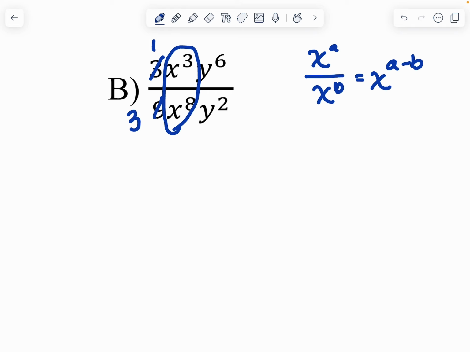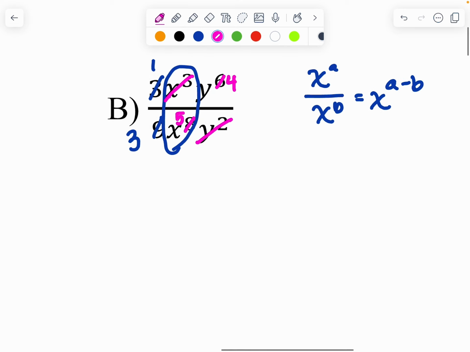I'm going to get rid of the 3 up here, take away 3 from the bottom, and I have x to the fifth in the denominator. I'm going to do the y's the same way. I have 2 down here, 6 up top, so I'm going to get rid of the 2 down here, take away 2 from here, you have 4 left. But also notice 6 minus 2 is 4, so you could have subtracted them.